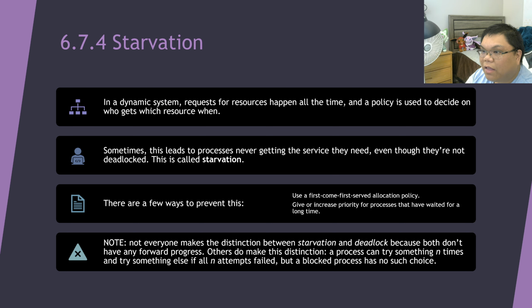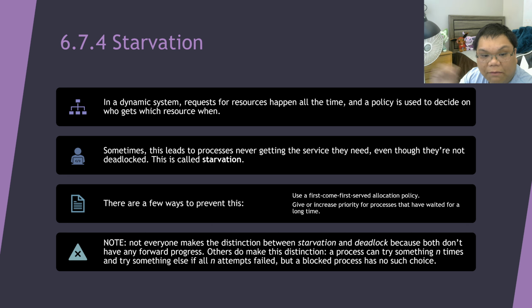And finally, starvation. In a dynamic system, requests for resources happen all the time, and a policy is used to decide who gets which resource when. The problem is sometimes processes never get the service they need, even though they're not deadlocked. This is called starvation. There are a few ways to prevent this. One way is to use a first come, first serve allocation policy. Or you can increase the priority of whatever process requested a resource. That way, over time, its priority will become high enough that the system will notice it and give priority to that process so it doesn't face starvation.